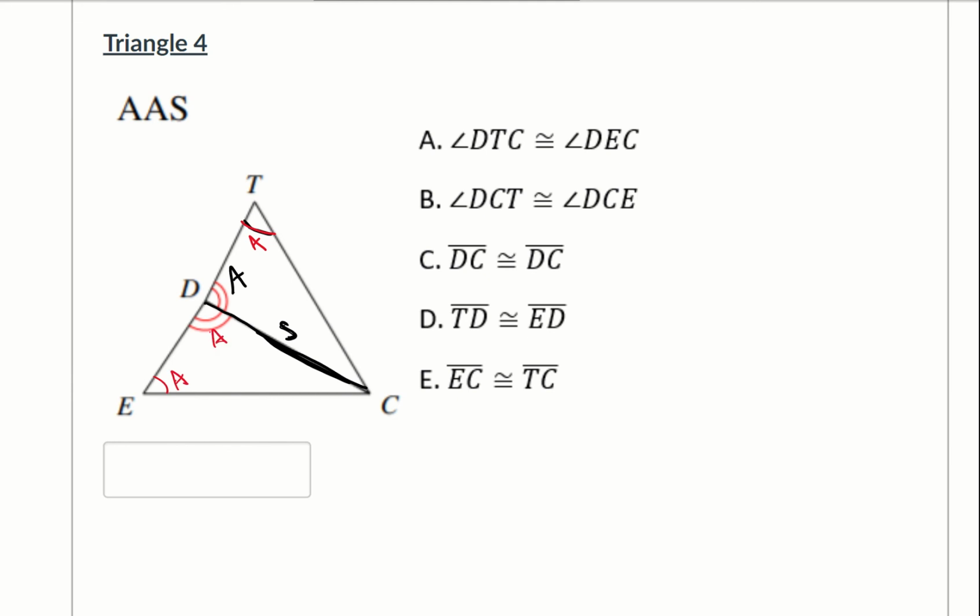So we need to know that angle T is congruent to angle E. In other words, we need to know that DTC is congruent to CED. CED is the same thing as DEC, and CTD is the same thing as DTC. So the answer is A.